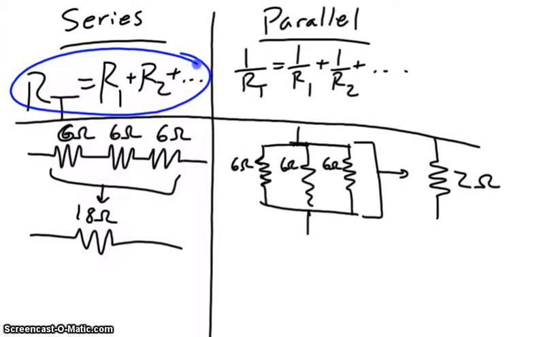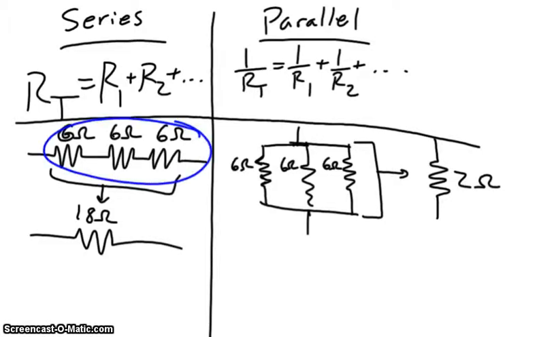We can see it right there that it's simply the addition of all the resistors that are in series. So if we look at our example here, we can see we have three 6-ohm resistors added in series, which when we combine them together just gives us 18 ohms of resistance.